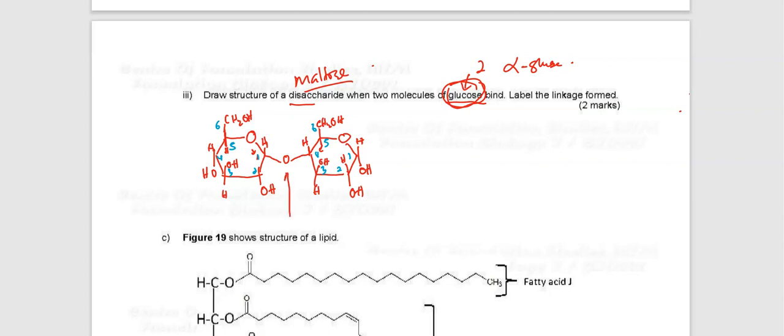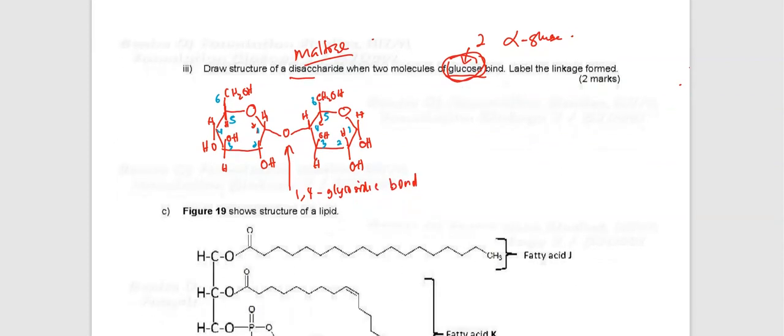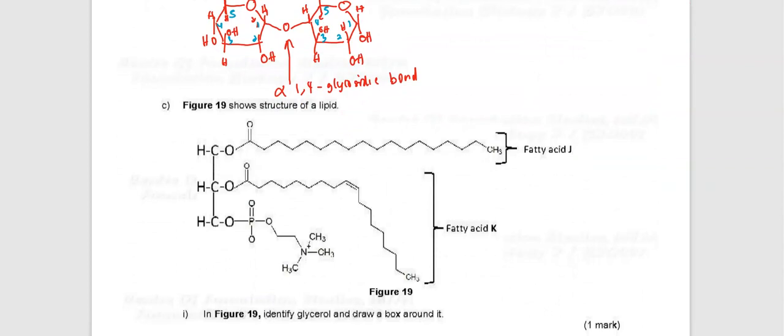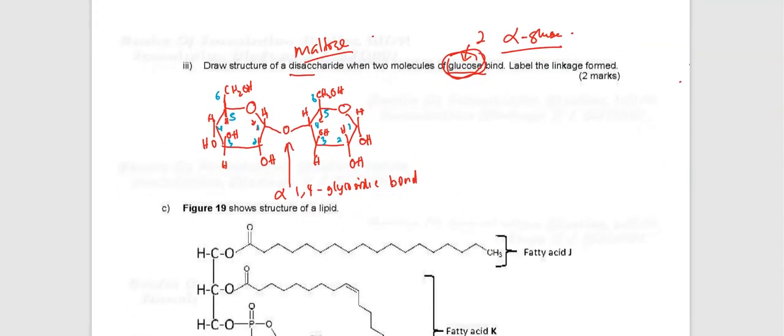So the bond formed is a 1,4 glycosidic bond, or glycosidic linkage, which is the same. This is the bond that exists in maltose. To be specific, it is actually an alpha 1,4 glycosidic bond because it involves alpha glucose. So that is 2 marks. 1 mark for the correct structure of maltose, and the second mark is for labeling the glycosidic linkage correctly.